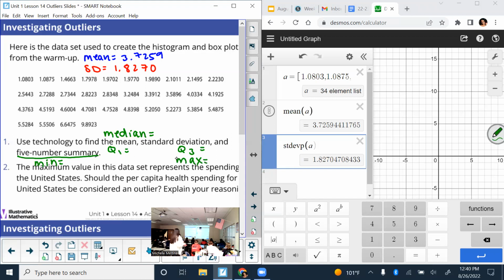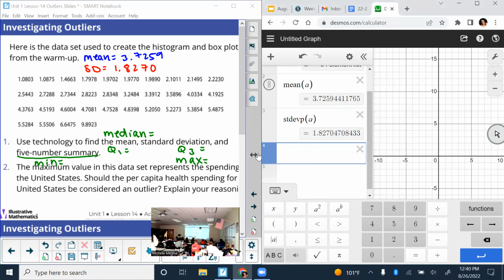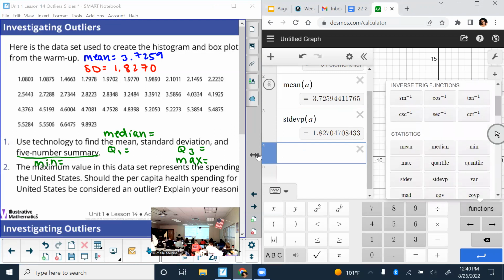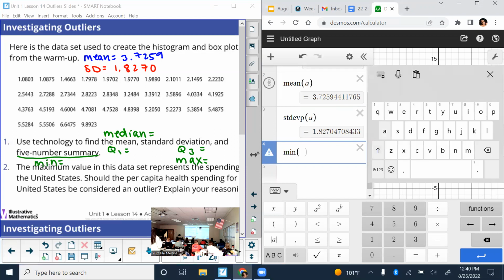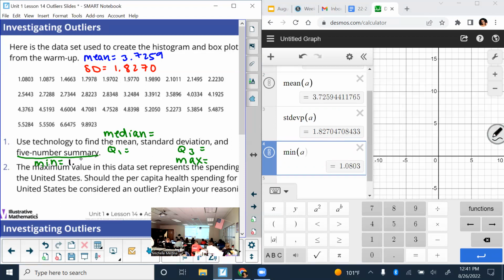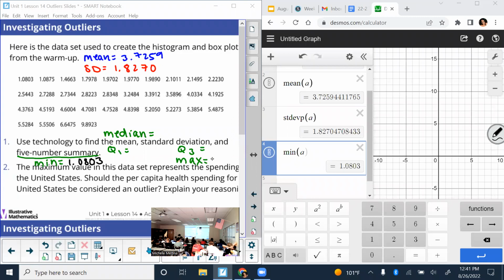And guess what? Desmos has buttons for all of those things too. Say we're wanting to find even just our minimum, Desmos can also find that for you. So press min, type in A. And look, there's my minimum. Did I really need the calculator to tell me that? No, but it makes sense. So my minimum is 1.0803. Find the rest of the 4 things. So maximum, you should have had 9.8923.